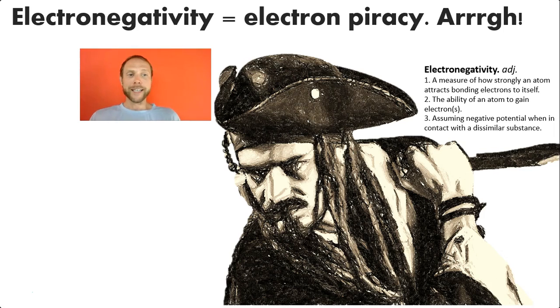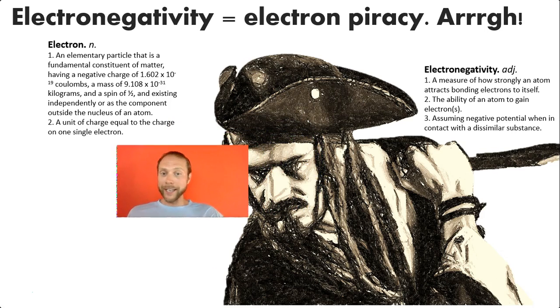So you can look up electronegativity in the dictionary and you get a measure of how strongly an atom attracts bonding electrons to itself, and the ability to gain electrons, which I guess is a little similar to the piracy here. And then definition 3 came out of a dictionary. I guess it's a technically correct definition, but it really has nothing to do with a chemistry class, right? And that's kind of the problem with logic. Just because something is true doesn't make it relevant to the task at hand.